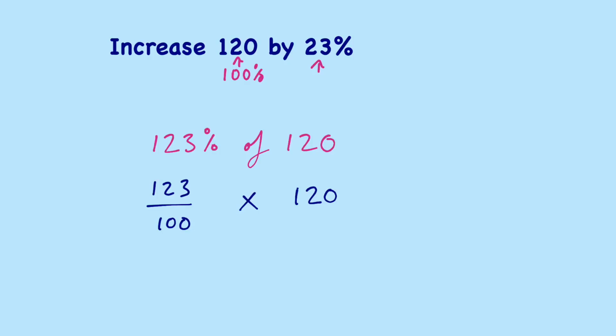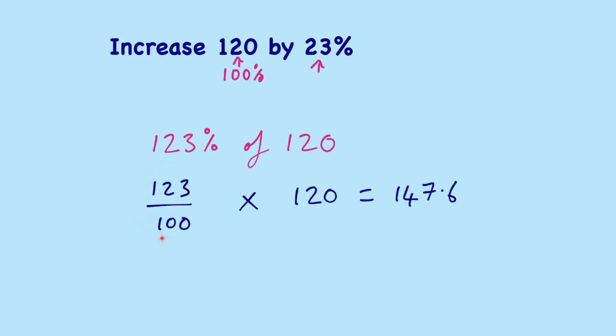And we get the answer of 147.6. With our non-calculator method, we would have found 23% of 120 and then added it on to my original 120. However, as you can see, this method is a lot quicker.